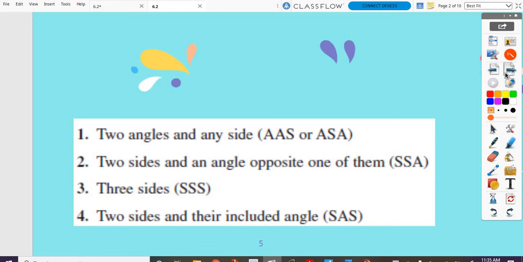Now remember, when we're solving for triangles, we said that there are four cases. The first two deal with law of sines, and the second two deal with law of cosines. You will need to know which case deals with which law for your test, so make sure we know which one we need to use when. Today we're going to look at our second two, which deal with the law of cosines.